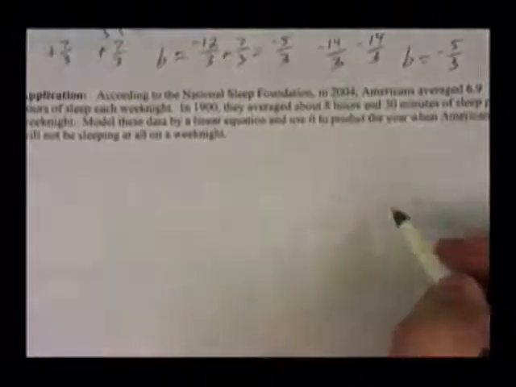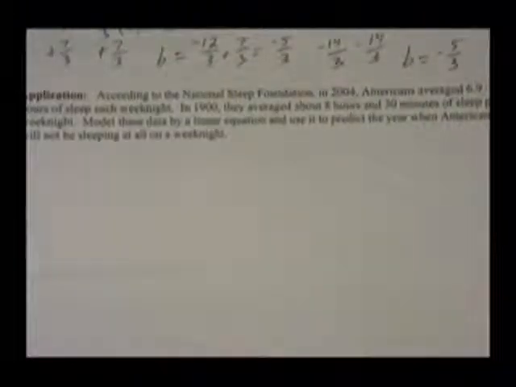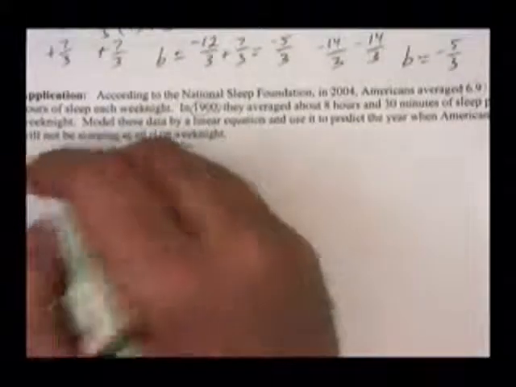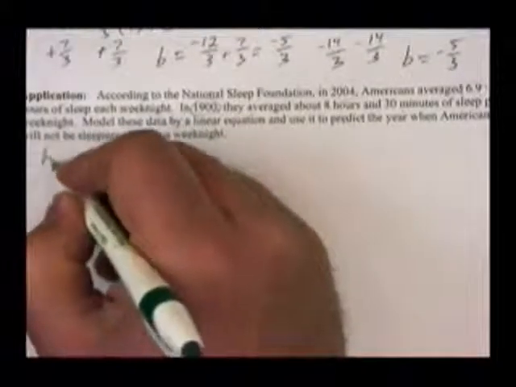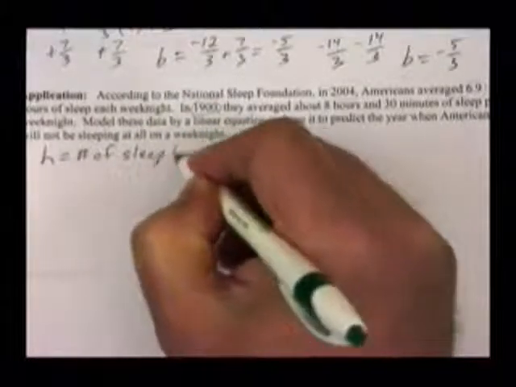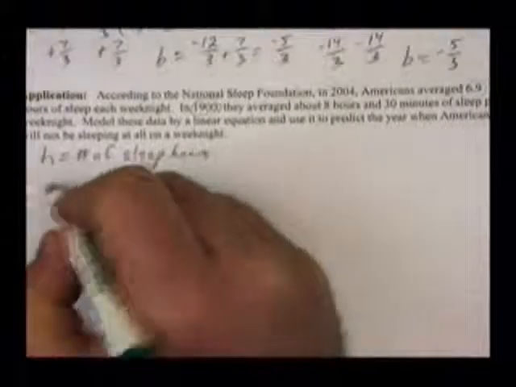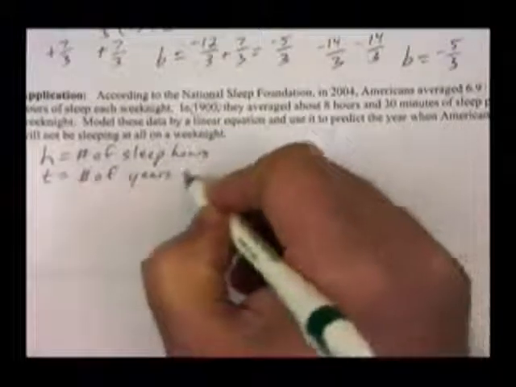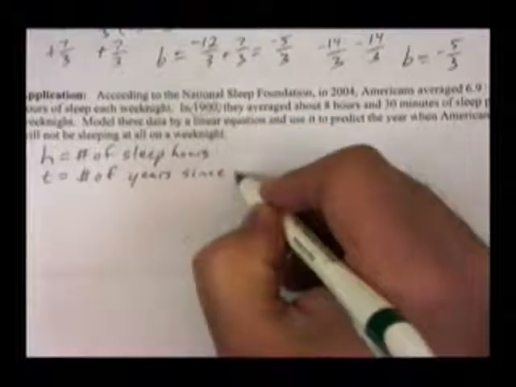Well, notice we've got 2 points. We've got 2004, when they slept 6.9 hours, and we've got 1900 when they slept 8.5 hours. So I'm going to set up my variables. My variables are going to be h for number of sleep hours, and t for the number of years. I'm going to use years since 1900 because that's my first year, and that's going to make my job a little bit easier.